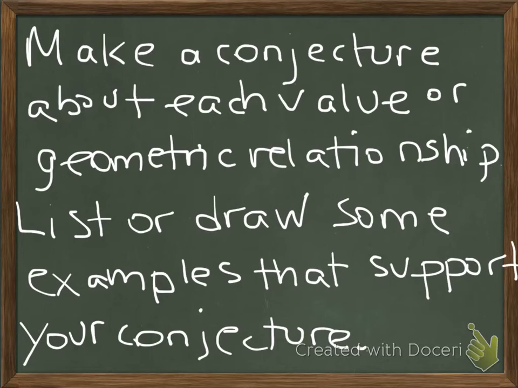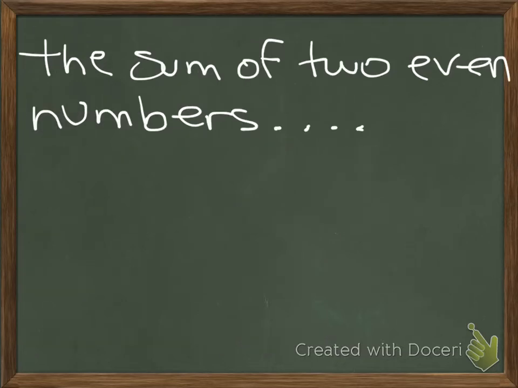All right, here we're going to make some more conjectures, making a conjecture now about each value, or if it's a geometric relationship, about their relationship. And then we're either going to list or draw some examples that support the conjecture that I made. So if we think of the sum of 2 even numbers, what could we always have when you are adding 2 even numbers? Is your answer always going to be even, or is it going to be odd?